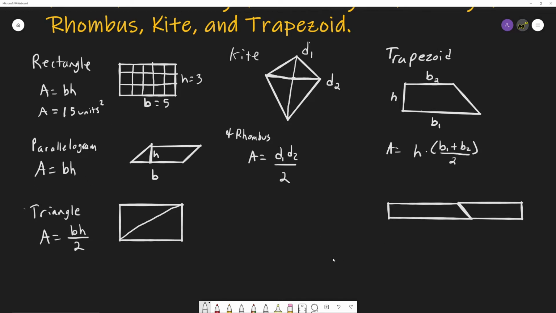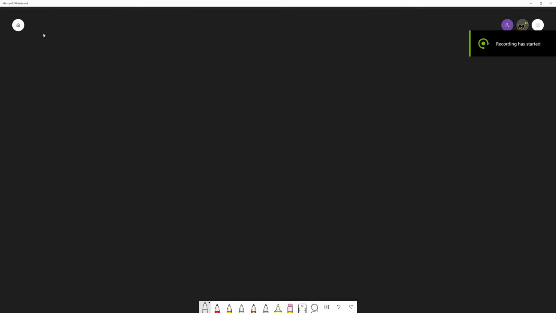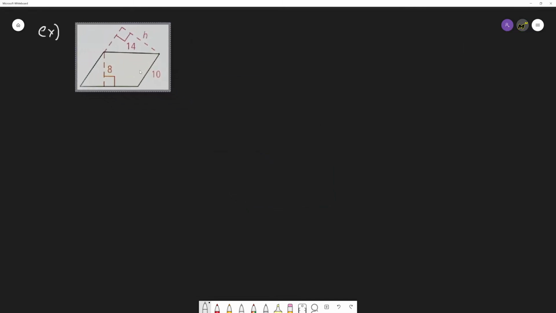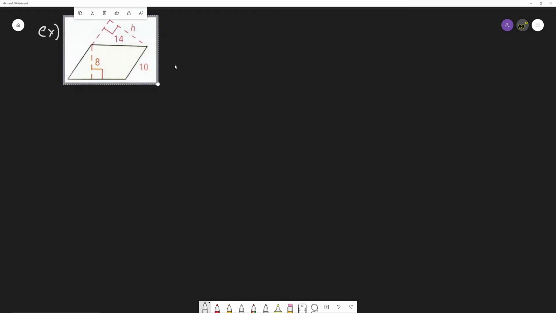Okay, now let's move to the examples. The first one will be a parallelogram. So here is our parallelogram, and this time looks like we need to work backwards using our area formula to find the missing height. And so we want to find the height here.